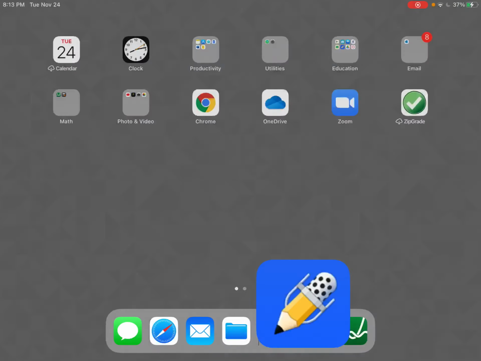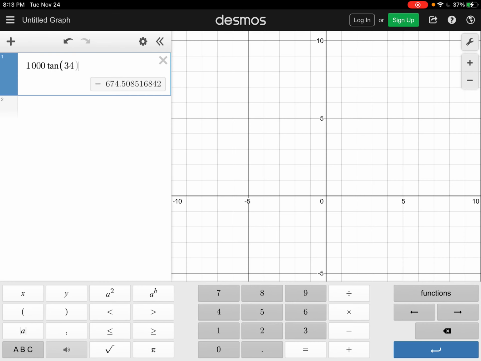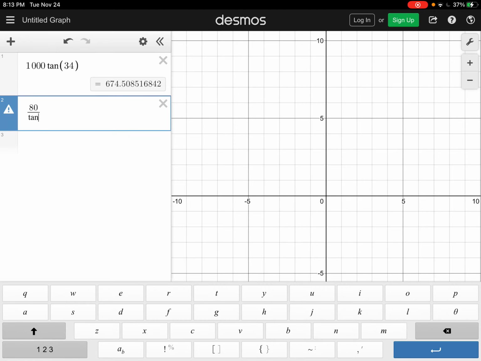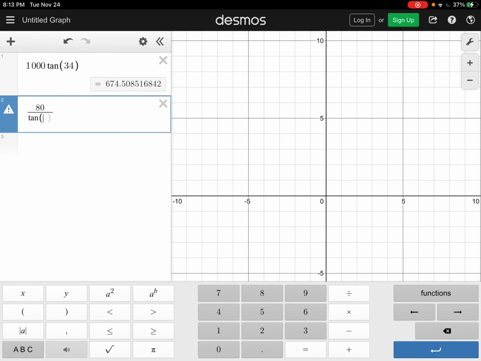Let's take that to Desmos and figure out what our missing value is. And it's 88.8 feet.